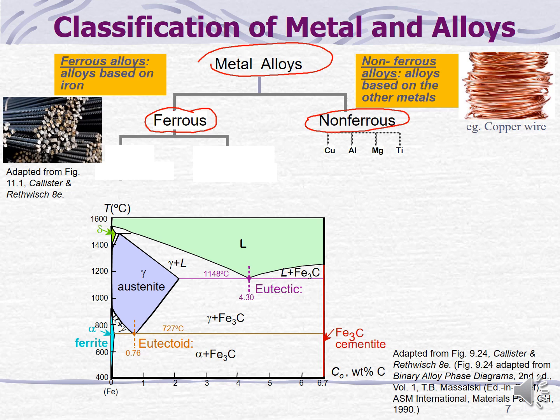What is ferrous alloys? Ferrous alloys are alloys based on iron, alloys based on ferrum, while non-ferrous alloys are alloys based on other materials, other metals. For example, non-ferrous alloys can be divided into a few groups: copper and its alloys, aluminium alloys, magnesium alloys, and also titanium alloys.